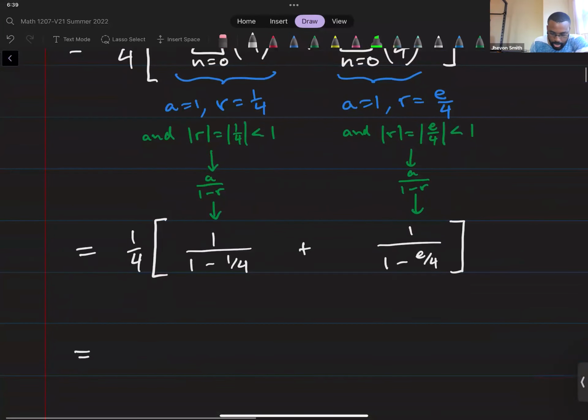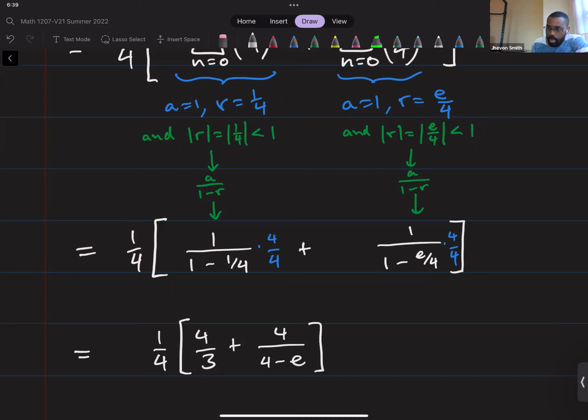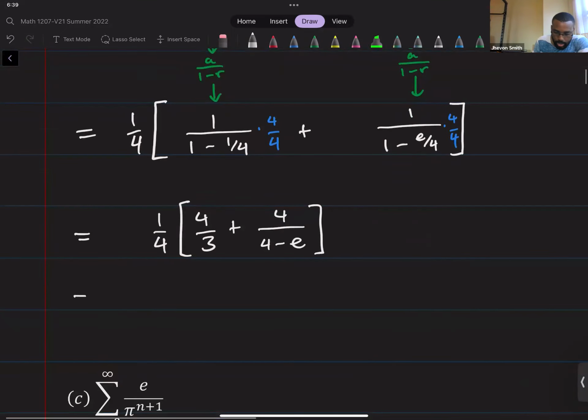So I can actually simplify this. I can do something like multiply by 4 over 4. And so that would give me 4 minus 1, so that would just be 3. So this is just 4/3. And so that's actually a quarter as well. And then here again, I would multiply by, say, 4 over 4. So that would become 4 over 4 minus e. Or in other words, I can write this as 1/3 plus 1 over 4 minus e.